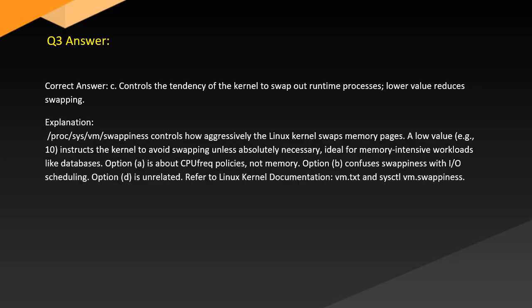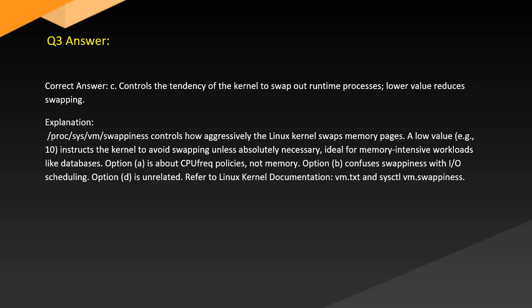Answer. Correct answer: C. Controls the tendency of the kernel to swap out runtime processes. A lower value reduces swapping. Explanation. vm.swappiness controls how aggressively the Linux kernel swaps memory pages. At a low value, such as 10, it instructs the kernel to avoid swapping unless absolutely necessary, ideal for memory-intensive workloads like databases.